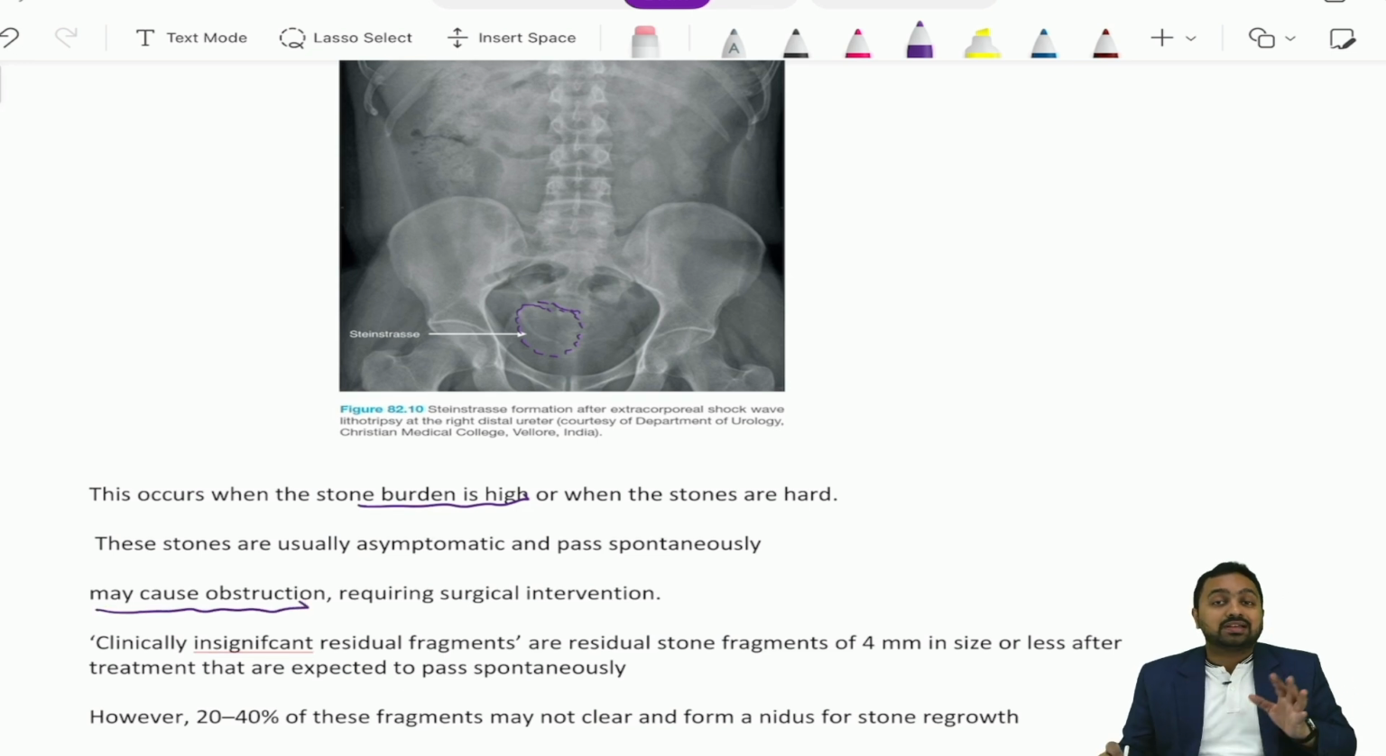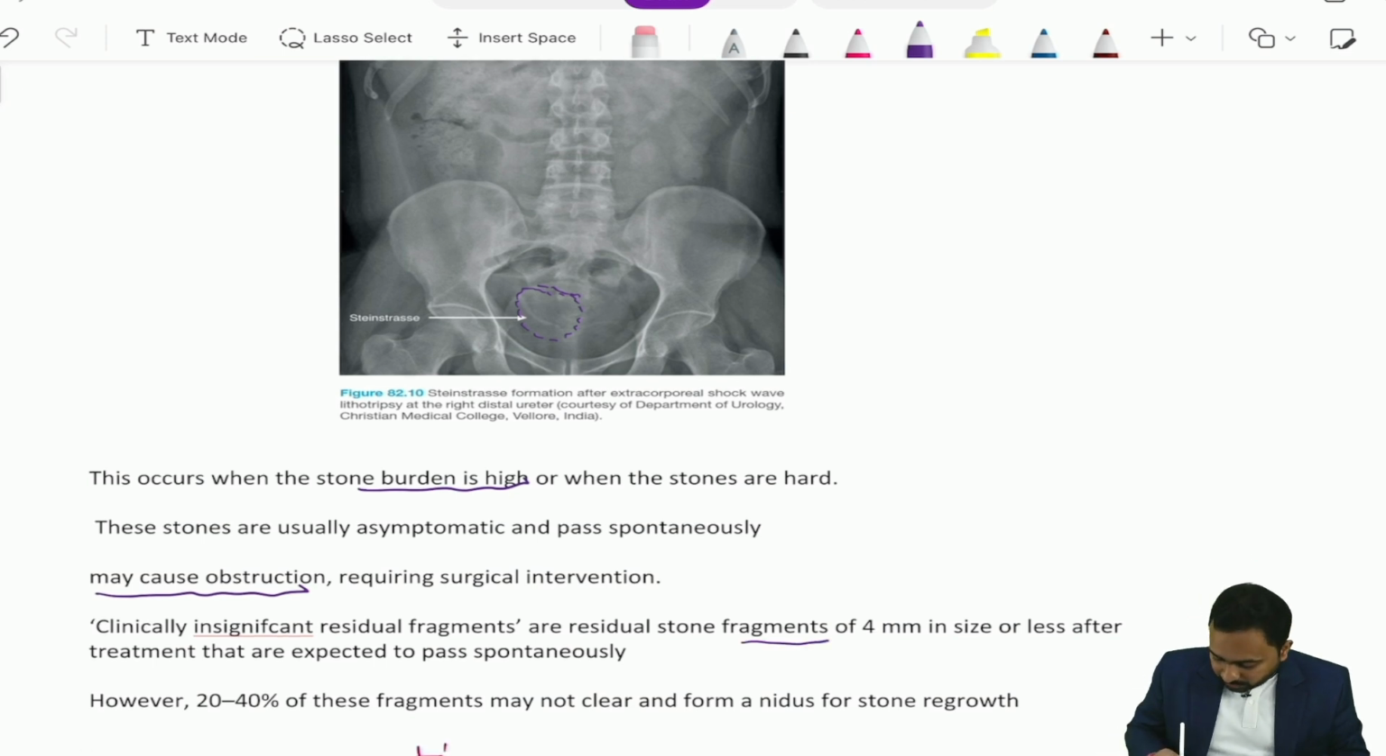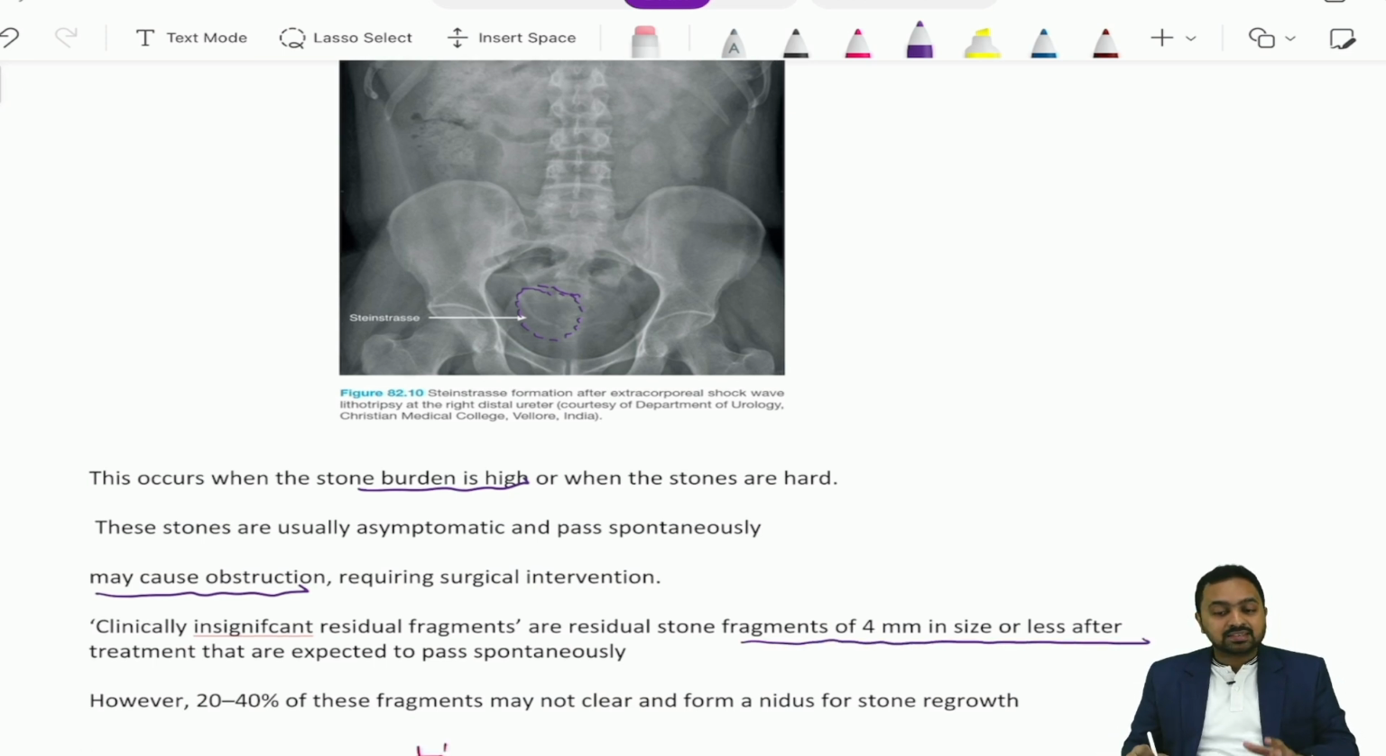Clinically insignificant residual fragments are residual stone fragments of 4 mm in size or less after treatment, which are expected to pass spontaneously. However, around 20 to 40% of fragments may not clear and form a nidus for stone regrowth.